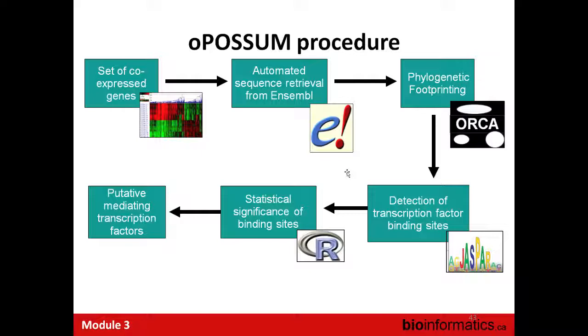So there is a piece of software called Opossum, which is created by Wyeth Wasserman's lab at UBC, and it will do just this for you. So you feed in a set of co-expressed genes from your experiment. You can just feed in gene IDs. It will get the sequence from the Ensembl database. You can optionally do phylogenetic footprinting, and it will detect transcription factor binding sites and give you the statistical significance of those binding sites by either one of these two methods.